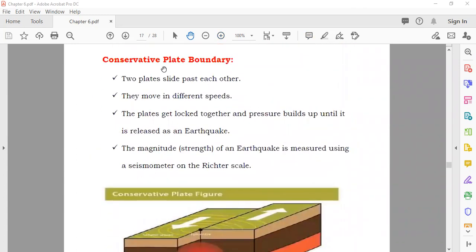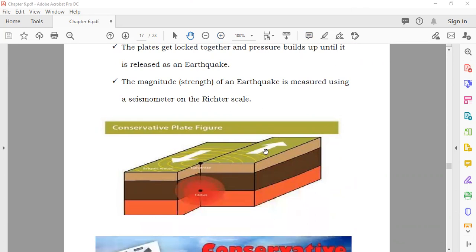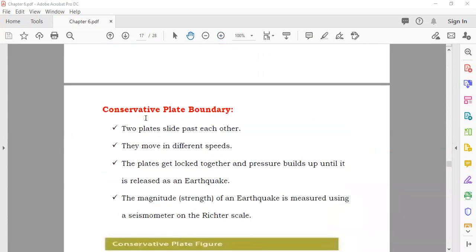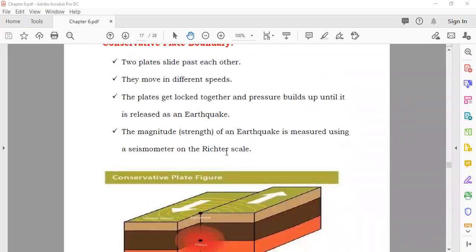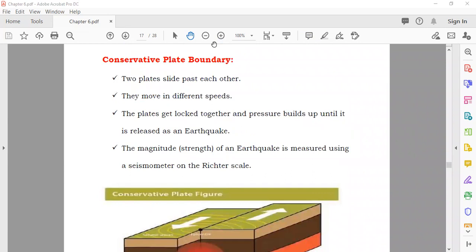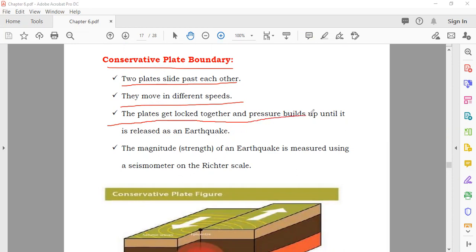After that, you have conservative plate boundaries. If you remember, we said that if the plates are moving in this direction, sliding over each other, sliding sideways, this is known as conservative plate boundaries. This motion is known as transform motion. So what is this? We'll see now. Conservative plate boundaries: two plates slide past each other. They move at different speeds. The plates get locked together and pressure builds up until it is released as an earthquake.